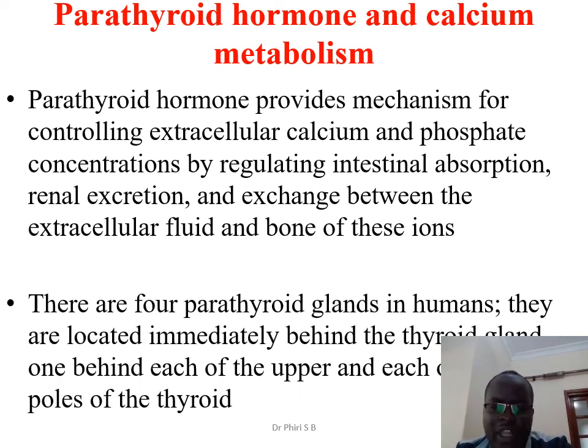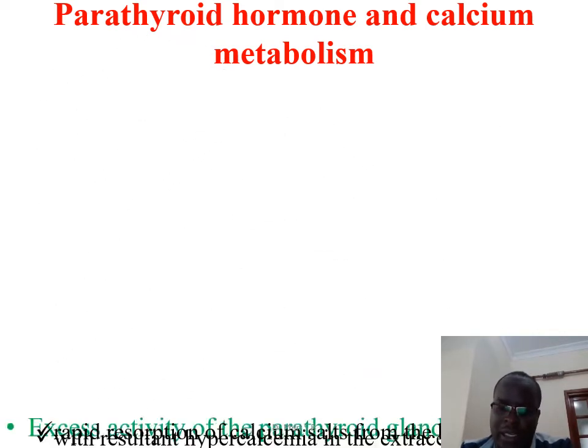There are 4 parathyroid glands in humans. They are located immediately behind the thyroid gland, one behind each of the upper and each of the lower poles of the thyroid gland, of which I mentioned the location of the 4 parathyroid glands, the 2 pairs of parathyroid glands in a human body.